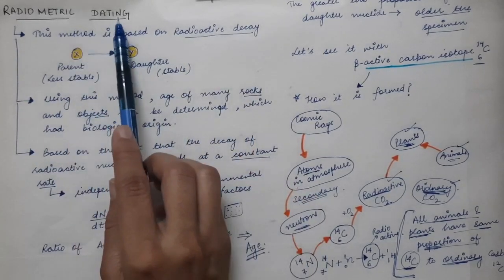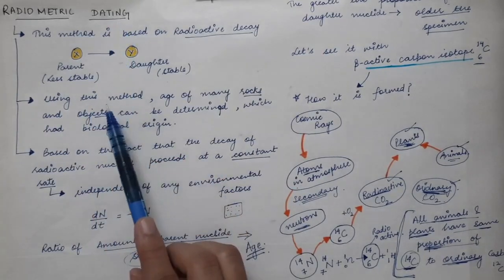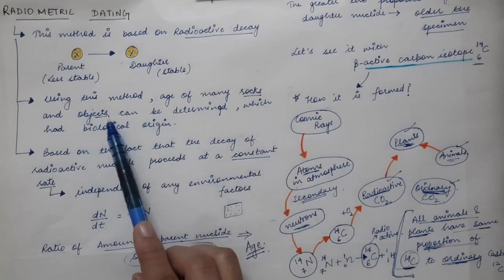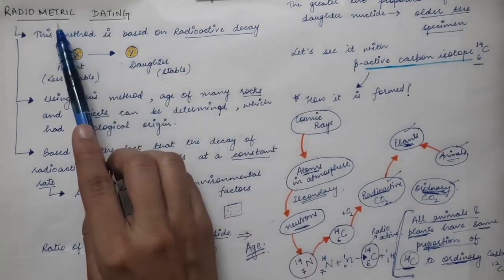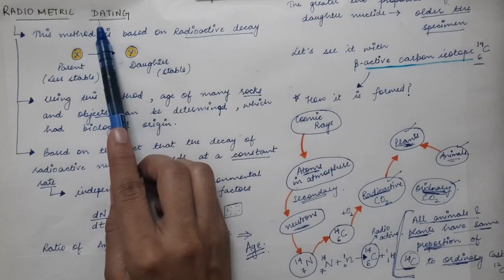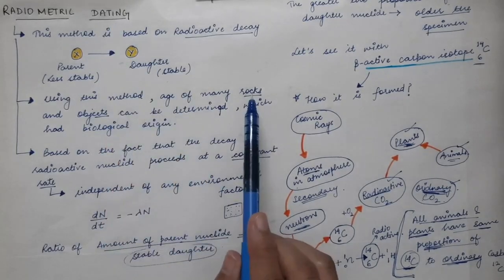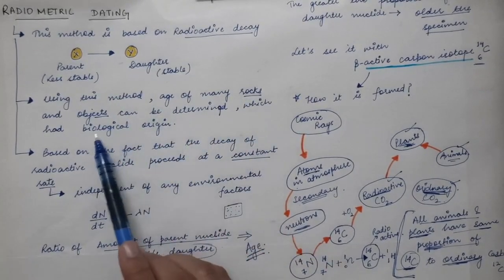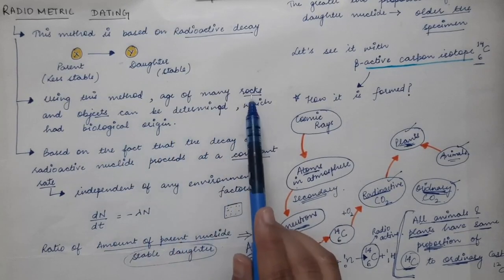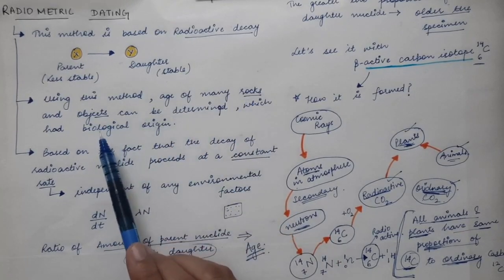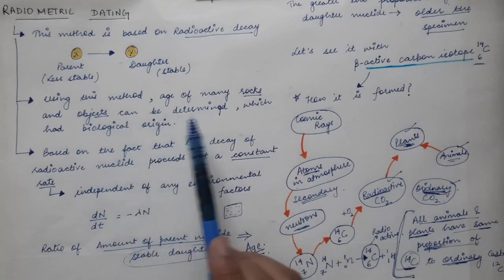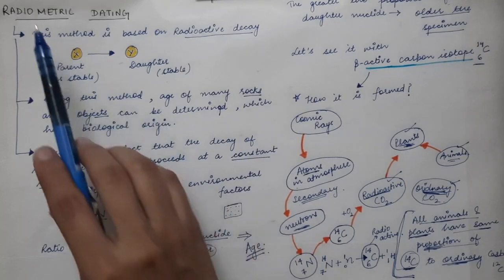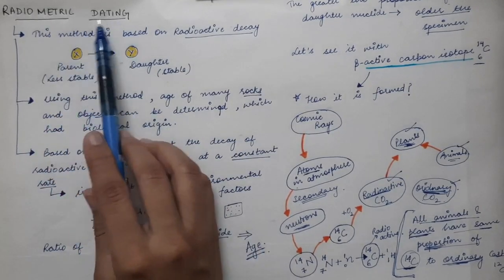Now using the radiometric dating method, the age of many rocks and objects can be determined. These rocks and objects once had a biological origin, meaning they were once living. So those objects, which were once living, can have their age determined using radiometric dating, which uses the principle of radioactive decay.